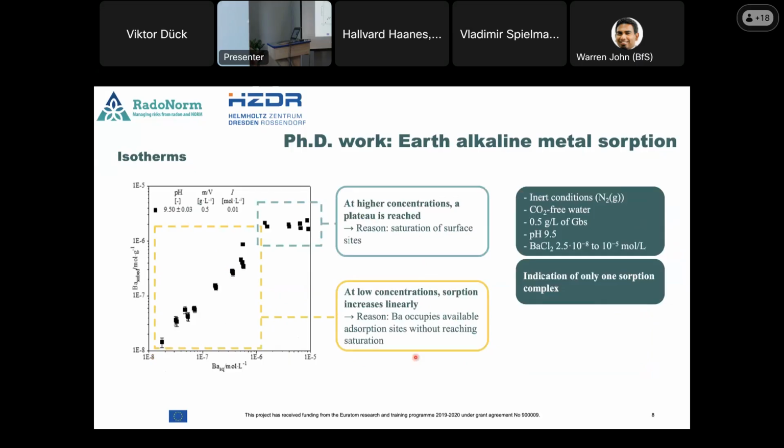When we keep the pH stable and change just the concentration, at higher concentrations here we see we reach a plateau, which is because of saturation of surface sites. And at lower concentrations, we have this linear increasing sorption here. And this linearity is giving us the information that we have only one species present on the surface of the mineral gibbsite.